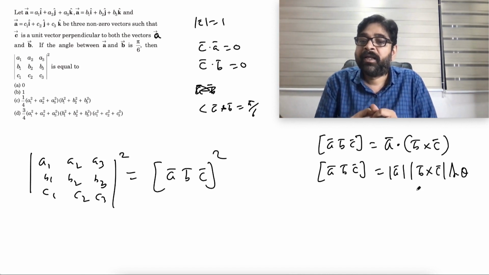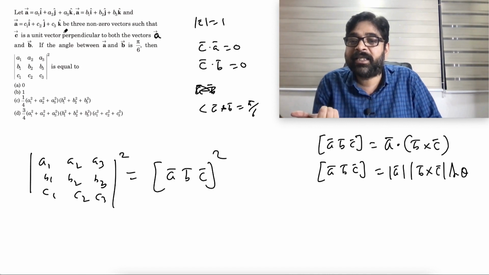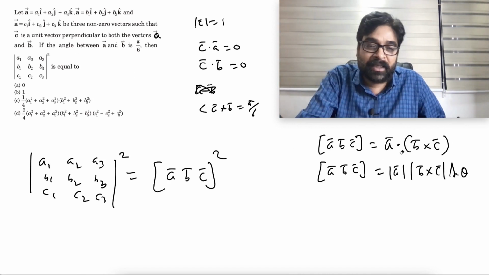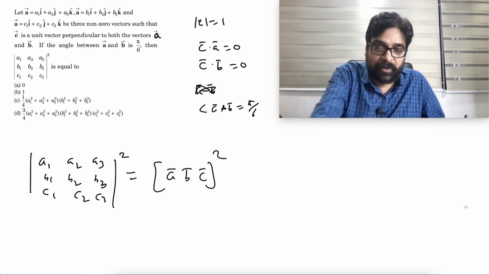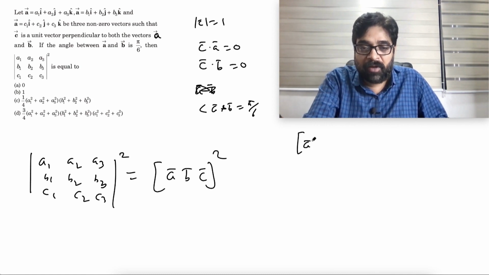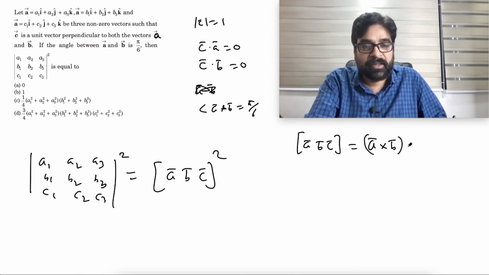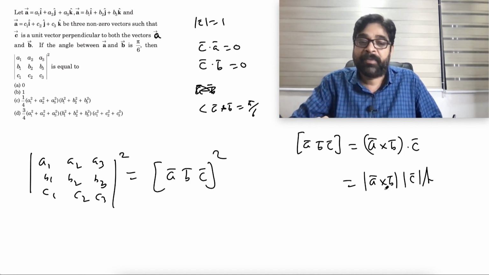Theta is the angle between A and B cross C. It is better to take the other way because they are mentioning C is perpendicular to both A and B. This way also we can do, but unnecessarily we have to do 2 times. We can do it the other way. Box of ABC, I can write this way also: A cross B dot C. It doesn't matter. So that will be equal to mod of A cross B, mod C into sine of the angle between C and A cross B.